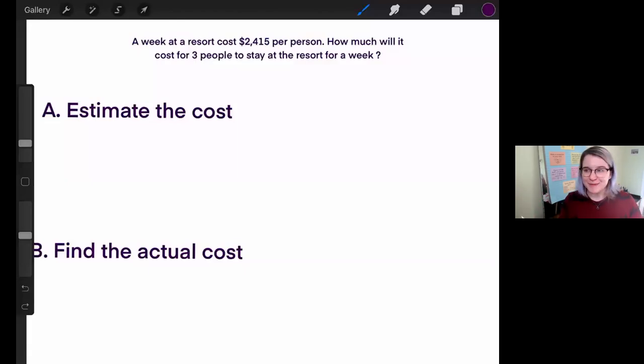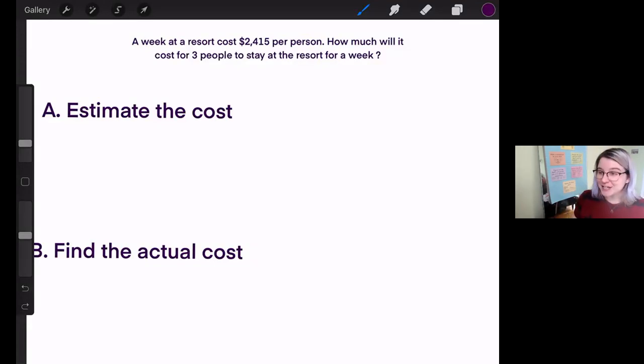I've got a word problem here that I would love your help with. Let's read it. A week at a resort costs $2,415 per person. How much will it cost for 3 people to stay at the resort for a week? Just from reading that word problem, I can see that we need to multiply. We need 2,415 three times, or in other words, 2,415 times 3.